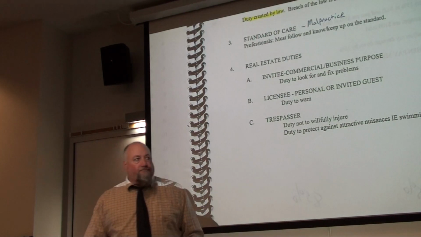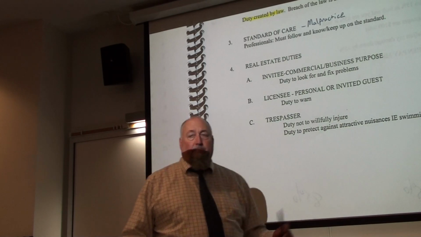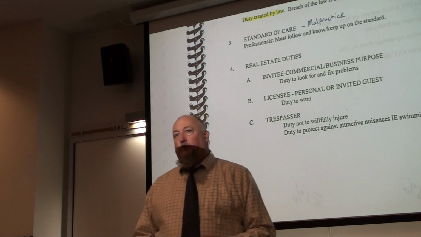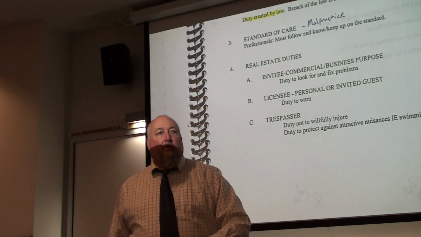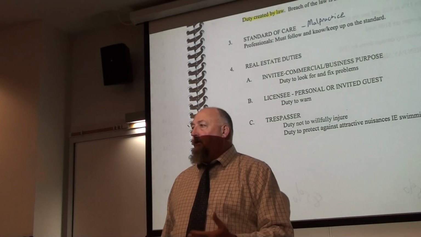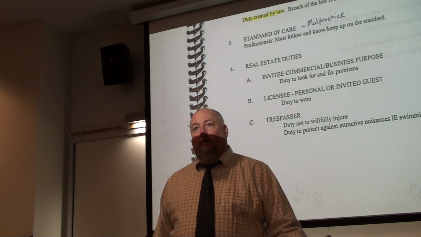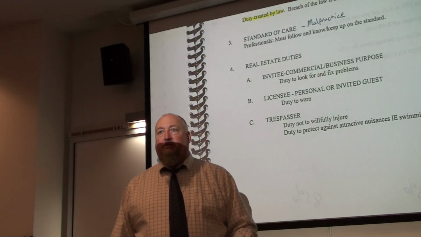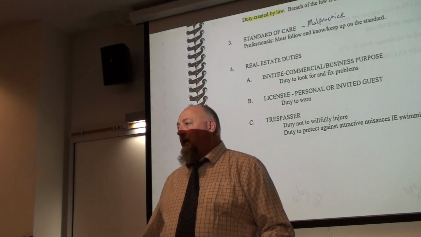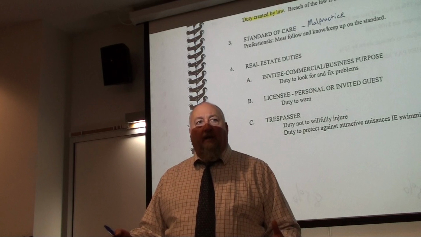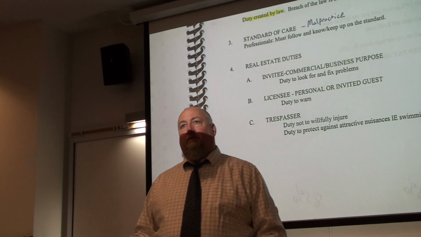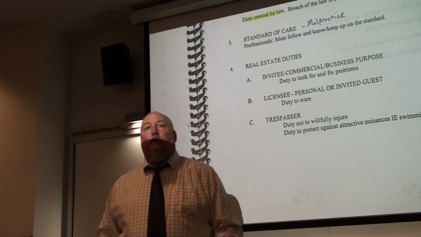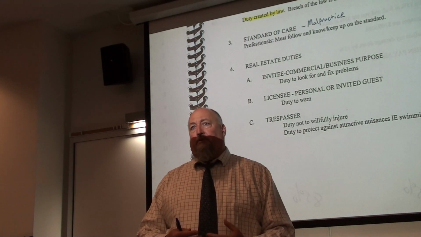All right, letter B, licensee. So the term licensee in this context refers to somebody that comes onto property at the invitation of the owner, but not for a commercial purpose. So, if I invite you over to watch the World Series or something at my house, and you're there, as my friend, you're not there for a business purpose or anything like that, you're considered a licensee. You're there with my permission, but not for a commercial purpose.